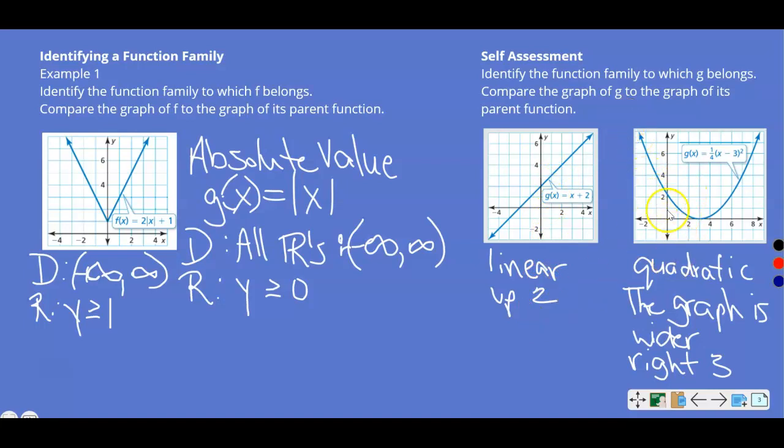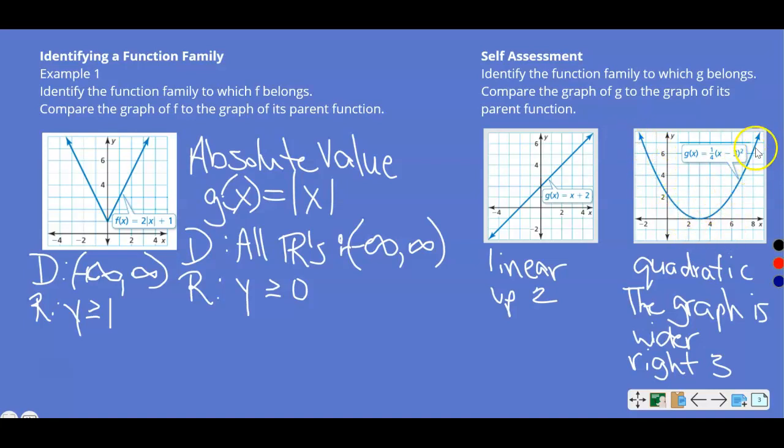For this graph, you can see it's a parabola. It's a U-shaped graph. So this one is a quadratic based on the shape. The parent function would be f of x equals x squared. Every quadratic function has a largest degree of x squared. And the graph g of x is wider because it has the 1/4. Remember, if the number is between 0 and 1, the graph is going to be wider, and it's moved to the right 3. Again, the domain is all real numbers for both the parent function and the transformation.